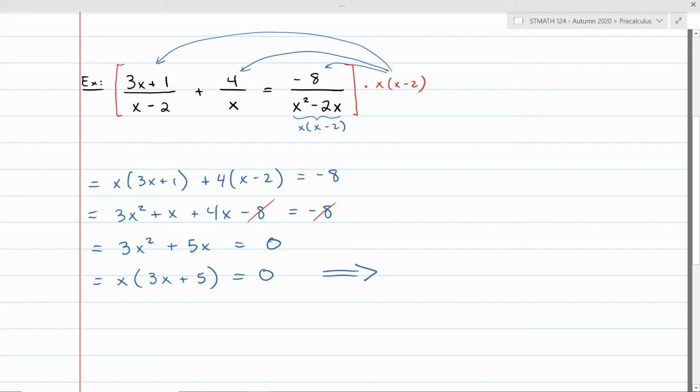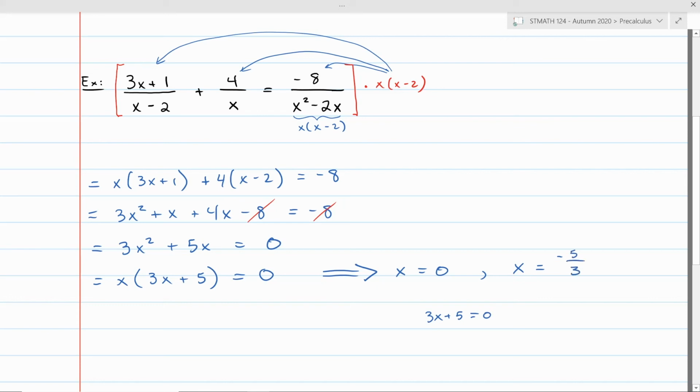And from there, if I set both of those individual factors equal to 0, I would get x equals 0, or, if you set 3x plus 5 equal to 0 and solve for x, then move the 5 over and divide by 3, you get x equals negative 5/3.